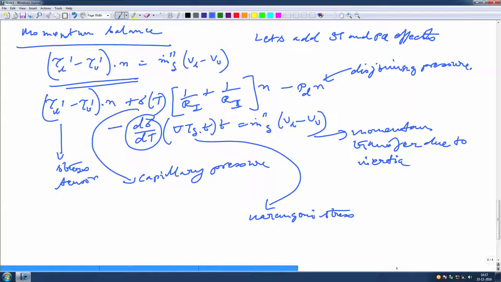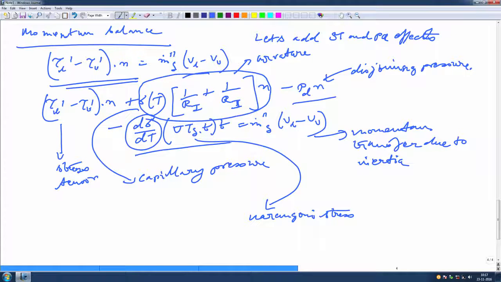As you can see, if the interface is absolutely flat, this term will go to 0. The second term will only come when there is a curvature. If there is no curvature, why should the term be retained? If the film is very thick, the disjoining pressure will go. If there is no temperature variation, this term will also go.